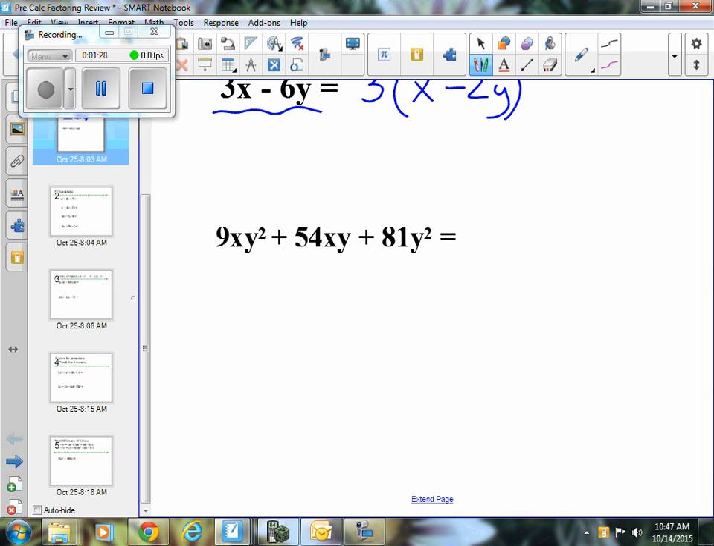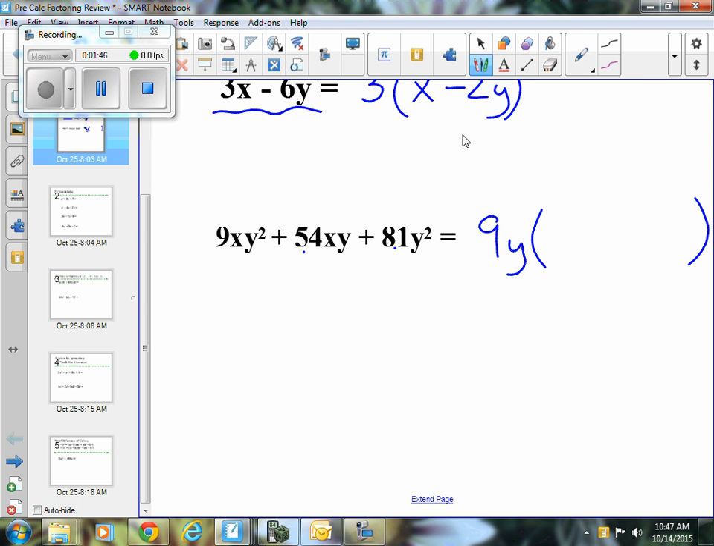So look for the GCF. Number-wise, it looks like 9, 54, and 81 are all divisible by 9. So I can pull out a 9. And it looks like all three of those terms have a y in there, y to the first. Can't take any more than that, though, because that middle term doesn't have more than one y. X doesn't appear in all of them. All right, what's left inside?